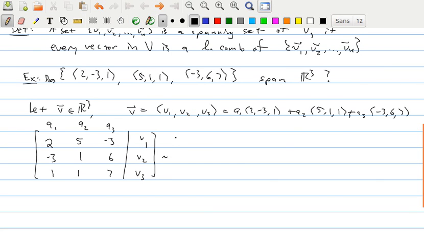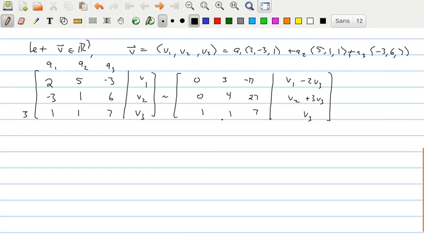Now we want to row reduce this to see if we actually have a solution. So what we can do is multiply the bottom row by negative 2 and add it to the first row. So we've got a 0 here. Negative 2 plus 5 is 3. Negative 14 plus negative 3 is negative 17. And then negative 2v3 plus v1 is v1 minus 2v3. Okay, we can do the same thing with the second row. We can multiply the bottom row by 3 and add it to the second row. So 3 plus negative 3 is 0. 3 plus 1 is 4. And then 21 plus 6 is 27. And then finally we take 3v3 and add it to v2. So we've got v2 plus 3v3. And the bottom row can just sit: 1, 1, 7, v3.